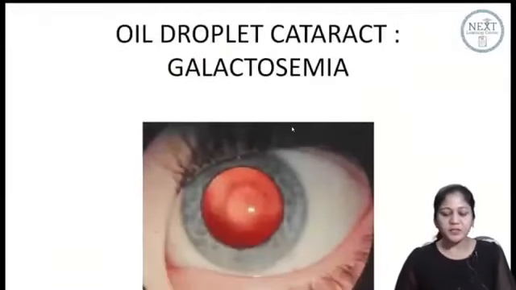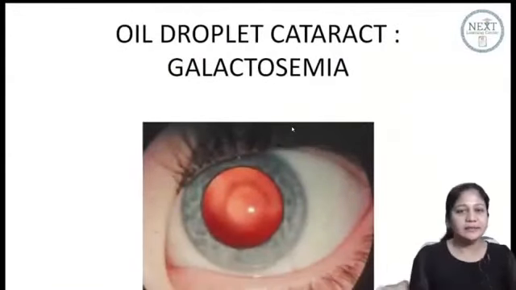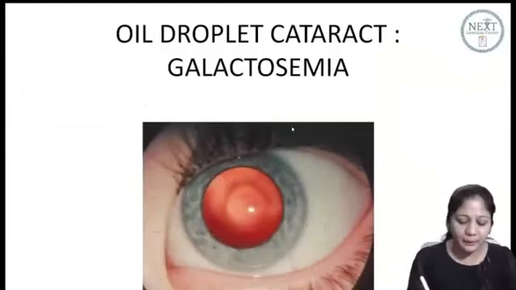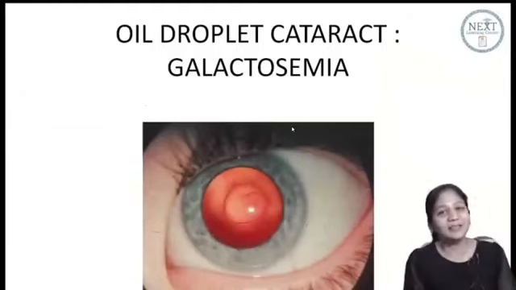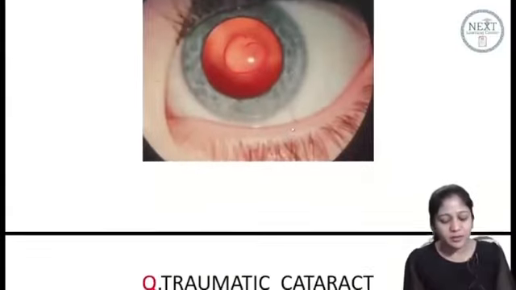So this is not a picture question, but you must know that this is how an oil droplet cataract looks like. It appears as if the drop of oil is there in the lens. Drop of oil. Okay, it's a reversible cataract.